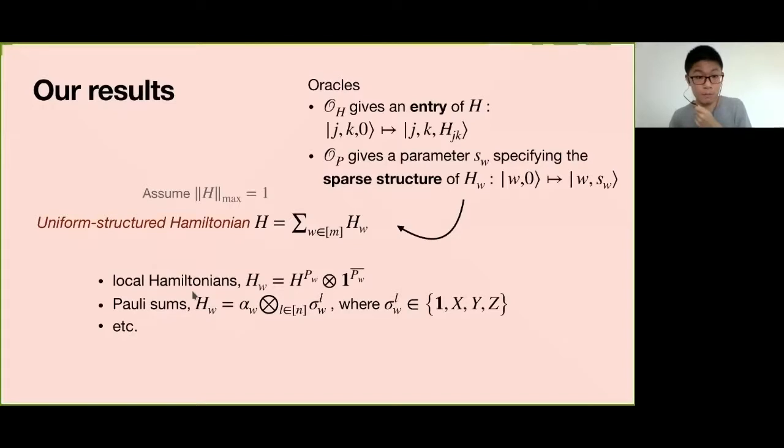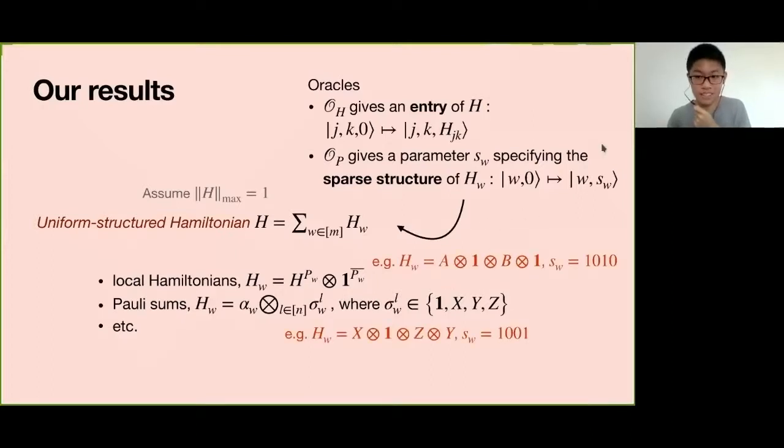Let's see some examples of uniform structure Hamiltonians. One of the examples is local Hamiltonians. In this case, each H_w can be written as H_{P_w} tensor identity. So here H_{P_w} describes the interaction of a small subsystem P_w, while the Hamiltonian acts as an identity on the remaining system.